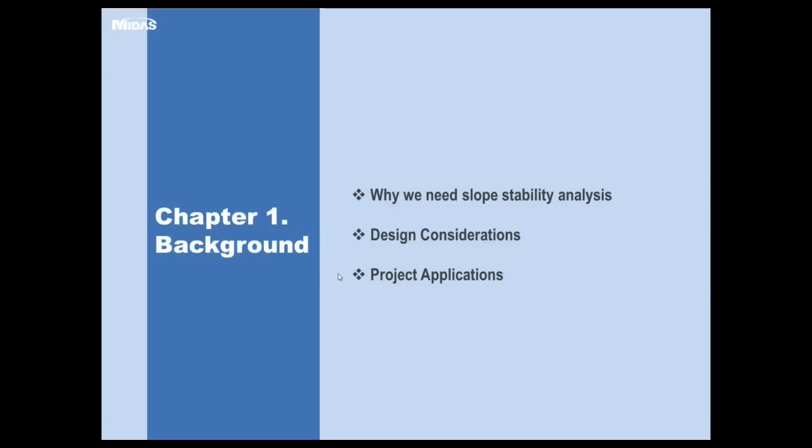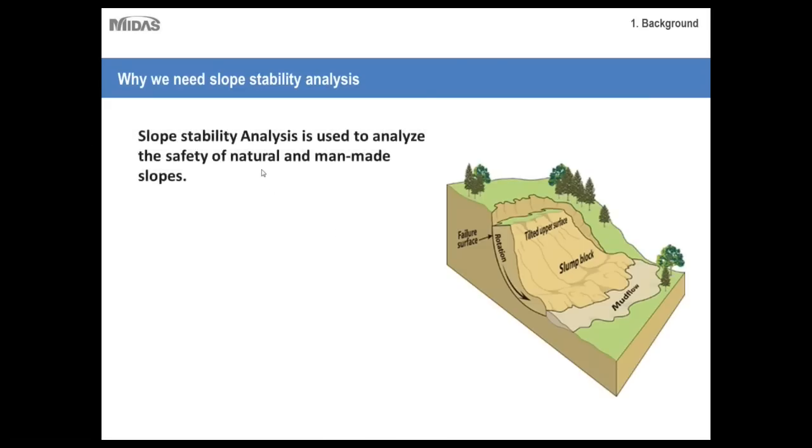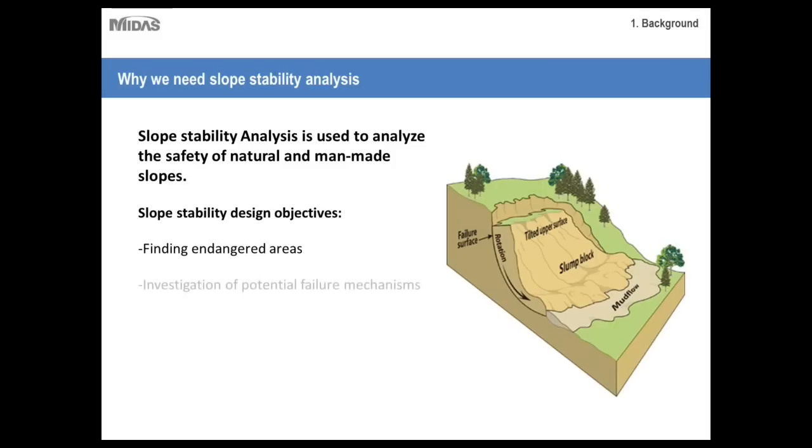Okay, so first, chapter 1, we'll go over briefly the basics of slope stability. Why exactly do we need slope stability analysis? Typically it's used to analyze the safety of natural and man-made slopes. The main design objectives of slope stability include the following. We want to find endangered areas, areas that might be compromised or in danger due to the possible failure of a slope.